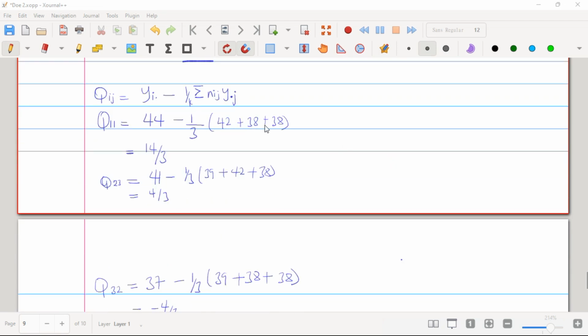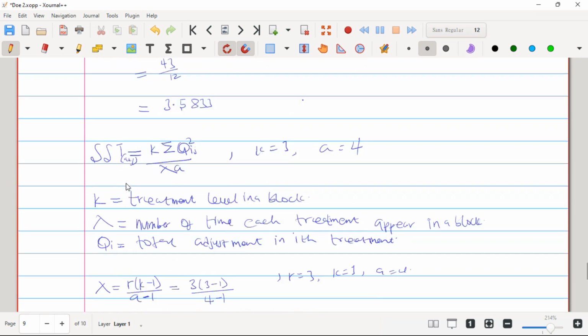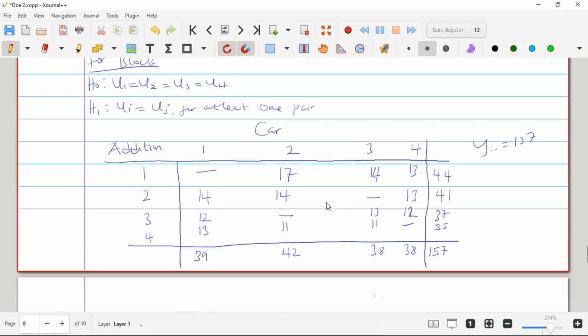42 plus 38 plus 38, and then the nij, right, is going to be 1, right? We are going to assume that the nij is what? 1, right? So 1 times this one is surely going to give us 1, right? So once you do this one, you're going to get 14 divided by what? 3, right? And then let's go to Q23. That's the next missing distance, the next missing value in the design.